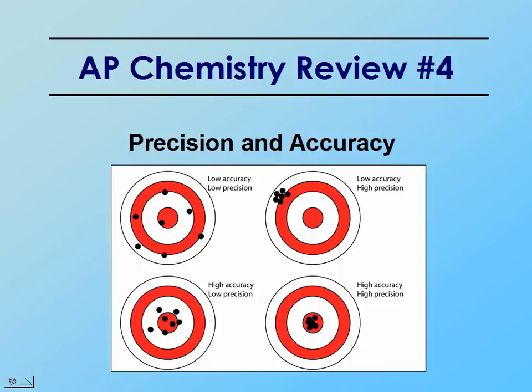The fourth review video is going to focus on precision and accuracy. Here you see 4 dartboards representing what it looks like when you have low accuracy and low precision. Low accuracy and high precision, note that they're really close together. High accuracy, really close to the target but not very precise. They're kind of separate from one another. And then we see the goal, high accuracy and high precision.